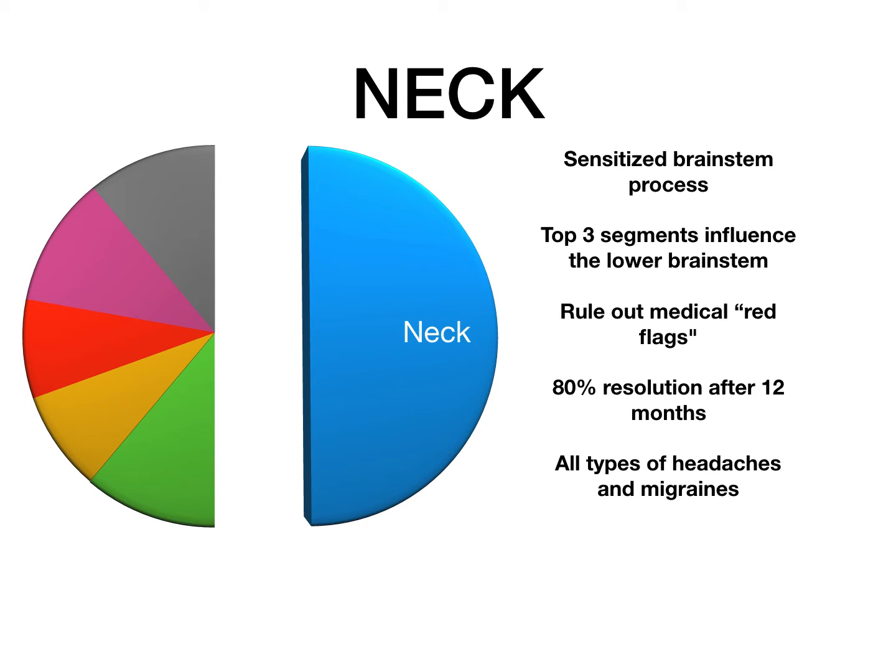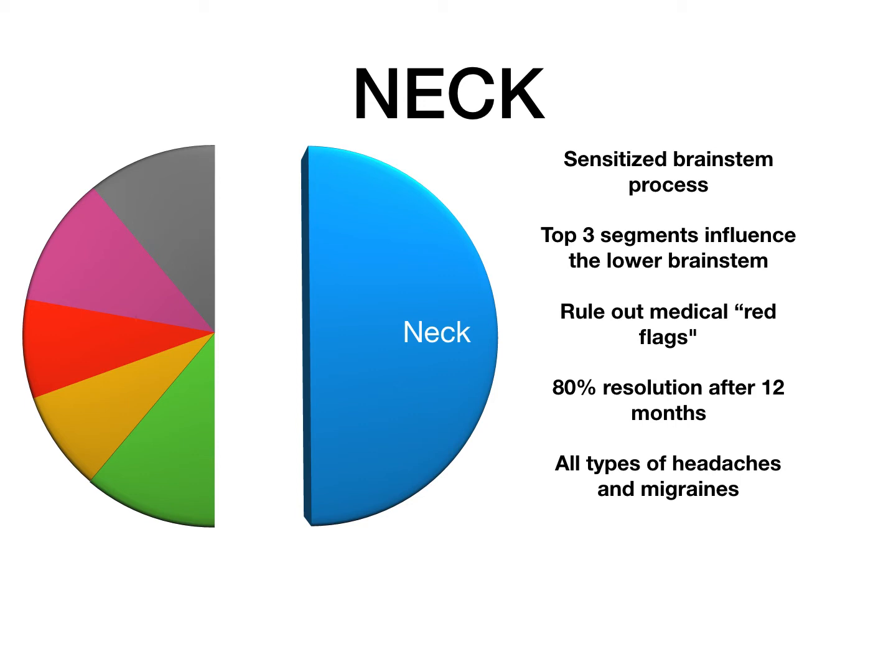Then we look at the neck, and what they found is that the top 3 segments of your neck, the top 3 vertebrae, have sensory nerves that come through that same lower brainstem pathway and can influence the sensitized brainstem. So if the neck is a part of the sensitized brainstem, meaning when a brainstem is sensitized, it's primed and ready to go, it's just waiting for the right trigger to create the pain.